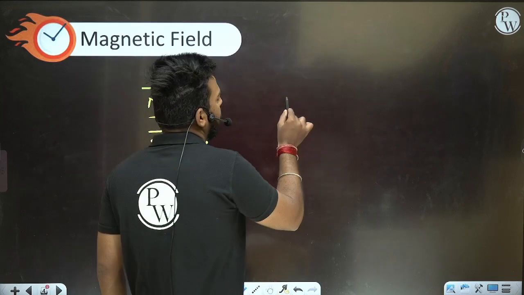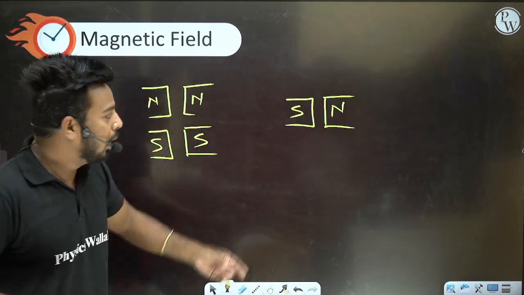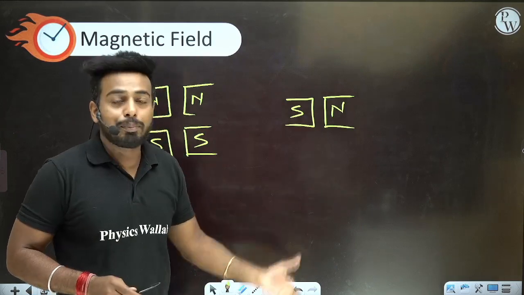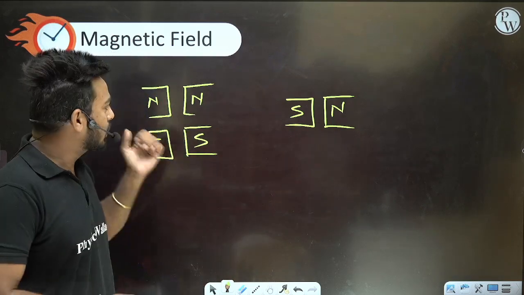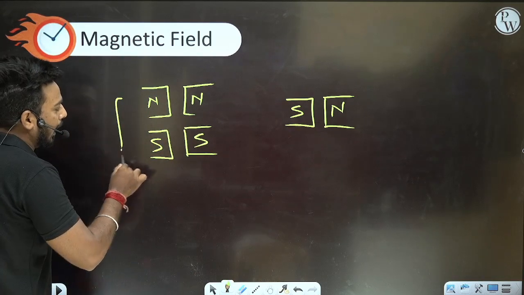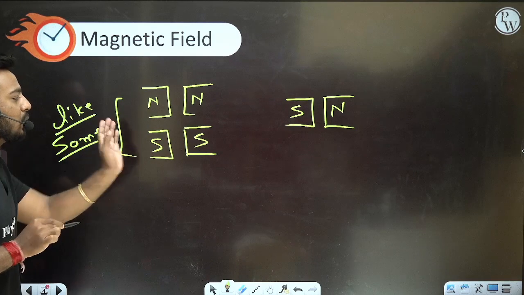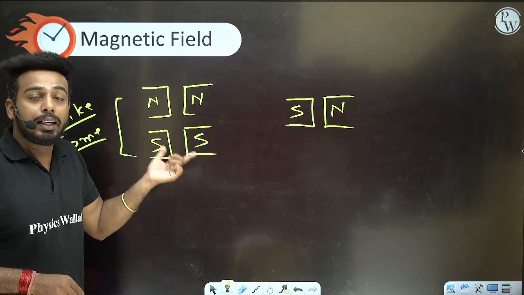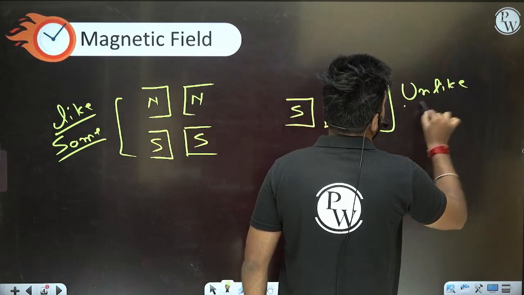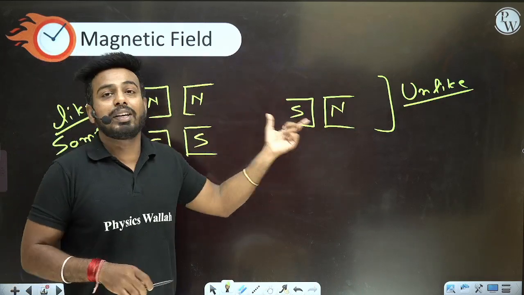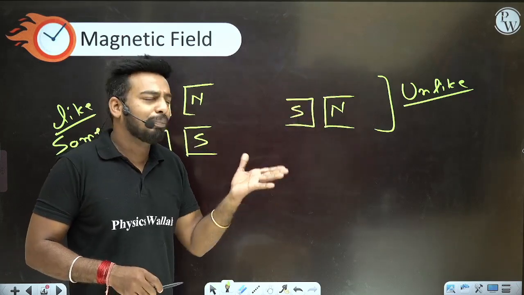On the contrary, if I have two different poles, the first is South Pole and the second is North Pole, and I try to make contact between them, which type of force will act between them? My answer is very simple. The force of attraction will act between them, because this phenomenon tells that like poles, like meaning same, same poles always repel each other. The force of repulsion will act between them, and in the condition of unlike poles, unlike meaning different poles, the force of attraction acts between them. These are the phenomena which we learn in class 6 and class 7 in the lower grades, and these are the basic phenomena of the magnetic field.